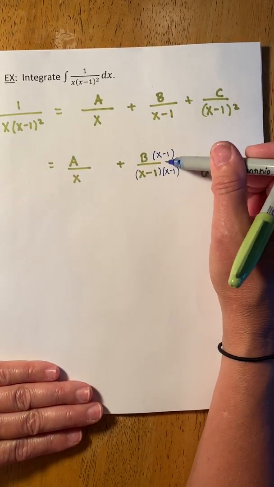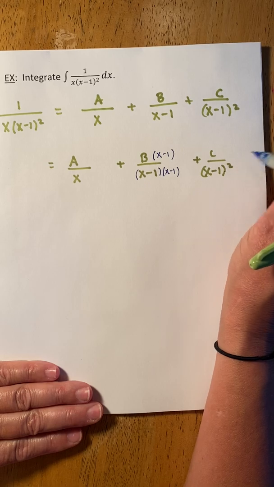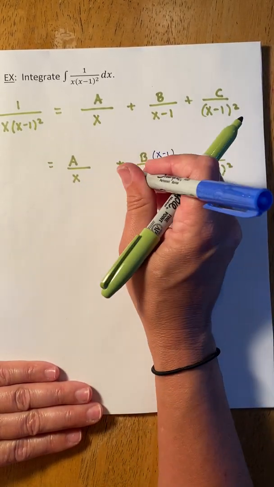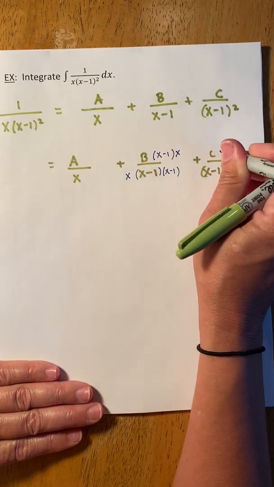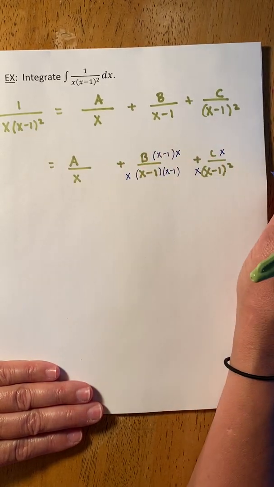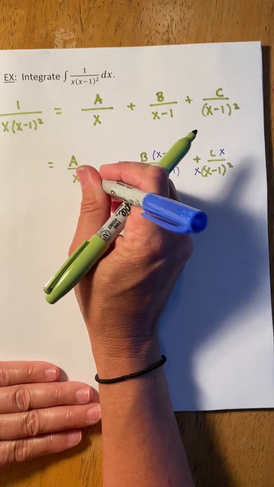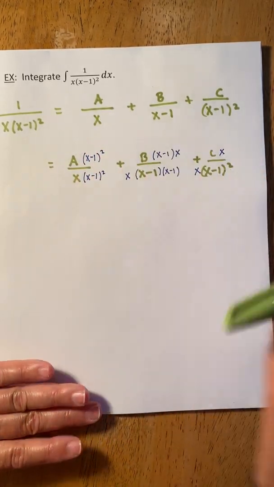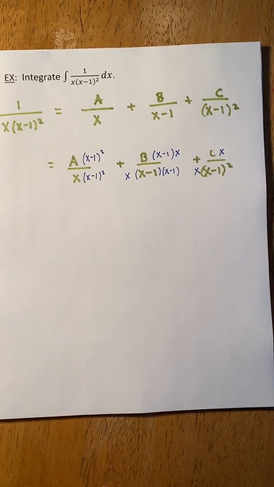So these both have x minus 1 in the denominator. This guy has an x. These two don't have an x, so we need x here, and we need an x here. Now this guy's missing both x minus 1s, so we have to do x minus 1 squared. Right, so the common denominator is x times x minus 1 squared.